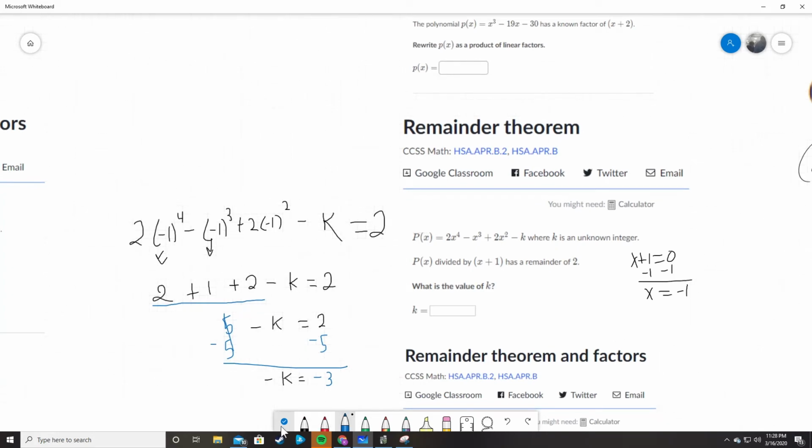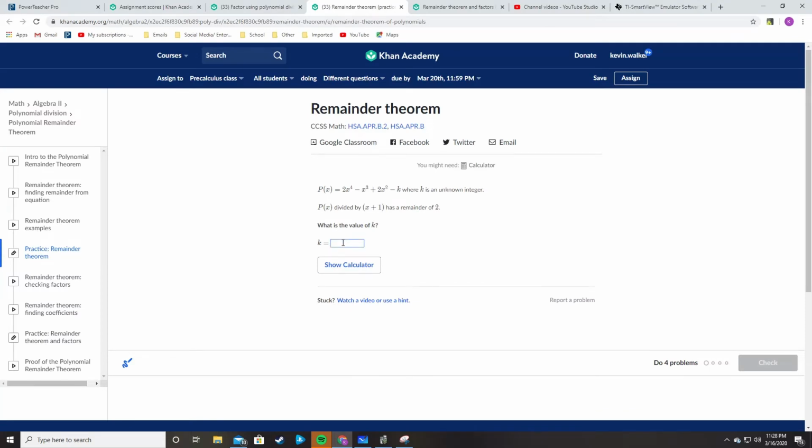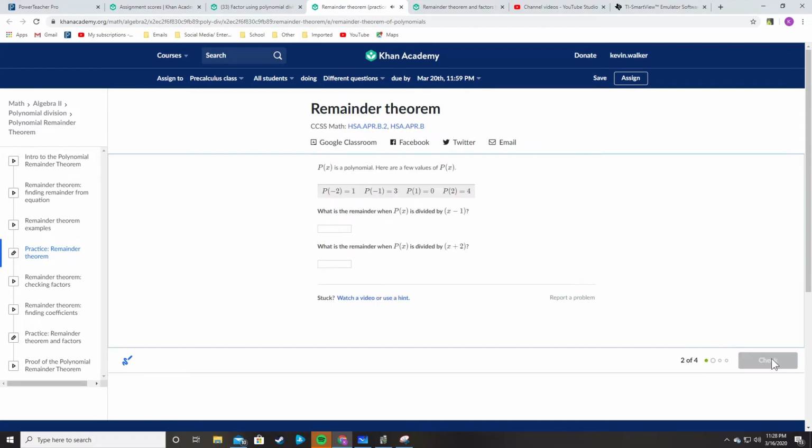And if that's the case, if negative k equals negative 3, then that means that positive k equals positive 3. Now hopefully I don't goof up this time and we get this one right. So let's check. Let's put this 3. Let's hit this check. All right, cool. We're good.